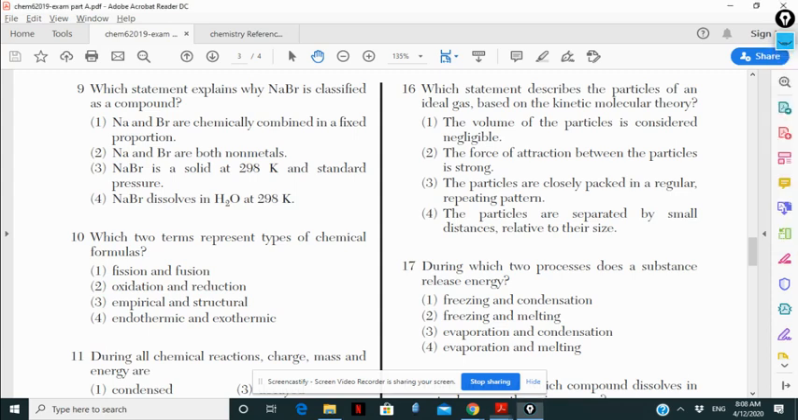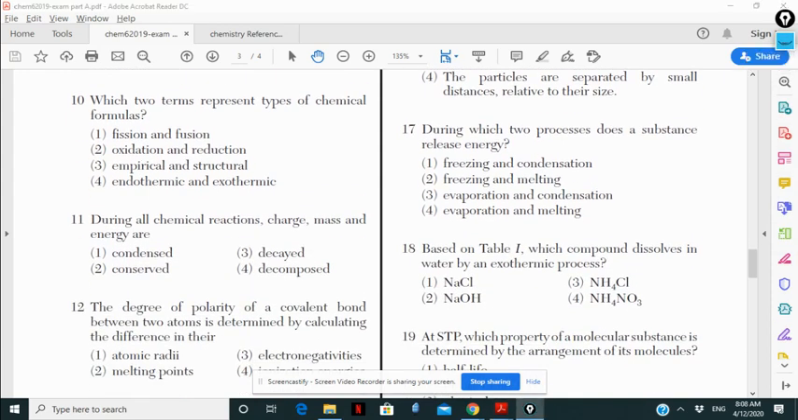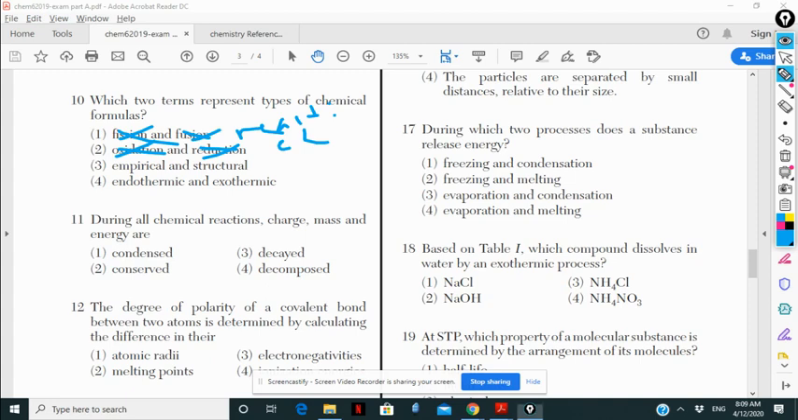Question number 10. Which two terms represent chemical formula? Fission and fusion, these are reaction types for nuclear. Oxidation and reduction, that's chemical reaction. Empirical and structure, yes, that's correct because I have the empirical formula which shows you in the simplest form the ratio between the elements, and I have the structure formula which shows you what element is connected to what. Endothermic and exothermic, that's a type of reaction. So the only one is empirical and structure.